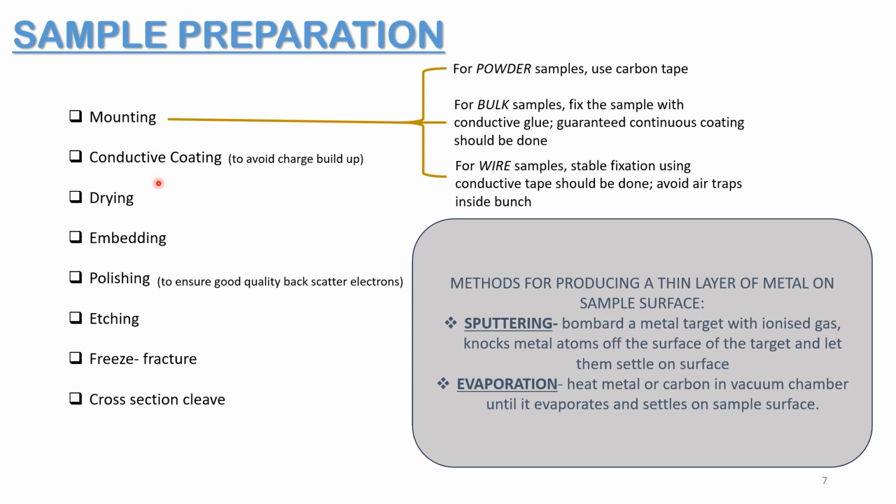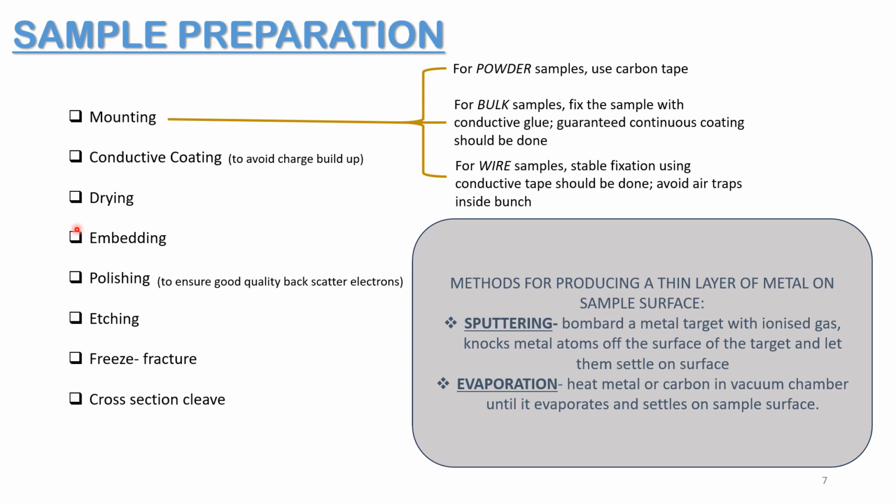Next, we need to do the conductive coating so as to avoid charge buildup on the sample surface, which may arise due to the fall of the electron beam onto the sample. Next is drying. We need to dry the sample completely so that no moisture is left in the sample, because if any moisture is left, it may lead to the destruction of our SEM instrument.